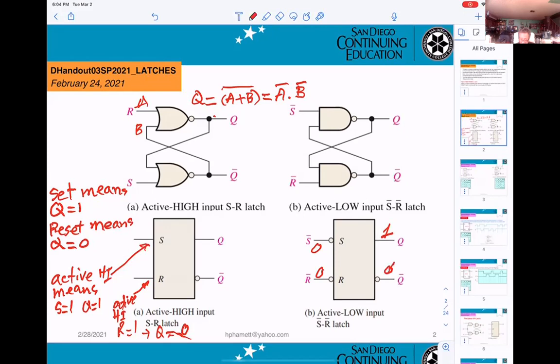So that tells you this is the circuitry inside this one here. If you understand by looking at the symbol here, if they give you the input, you are able to tell what the output is. Okay?